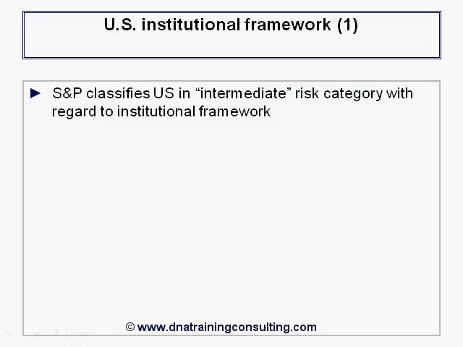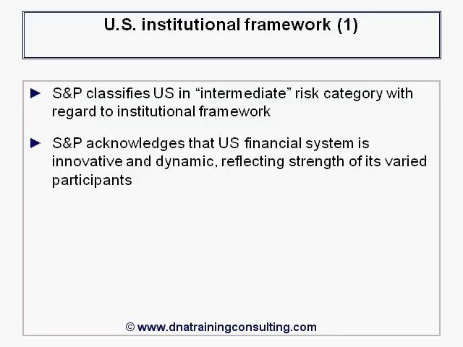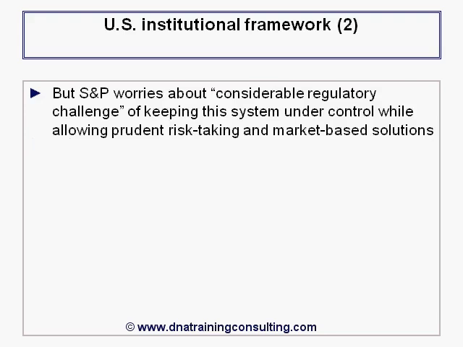Illustratively, S&P classifies the United States in the intermediate risk category with regard to this first industry risk factor, institutional framework. Acknowledging that the U.S. financial system is innovative and dynamic, reflecting the strength of its varied participants, S&P worries about the, quote, considerable regulatory challenge, unquote, of keeping the system under control while allowing prudent risk-taking and market-based solutions.